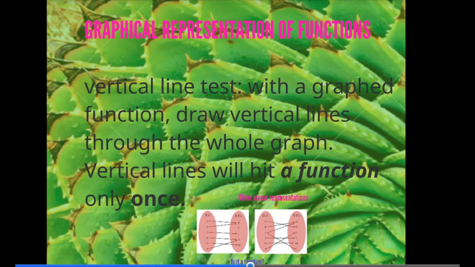So if you have a graphed function, you can always do the vertical line test to figure out whether or not your graph is a function. The way this works is when you draw vertical lines throughout the whole graph, a vertical line will hit the function only once. So each vertical line only hits the graph one time. That means that it's a function. So let's look at some examples.